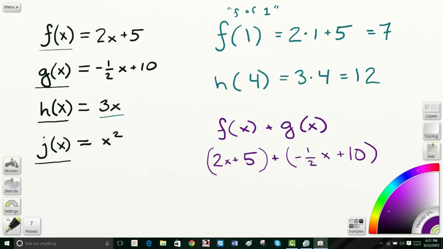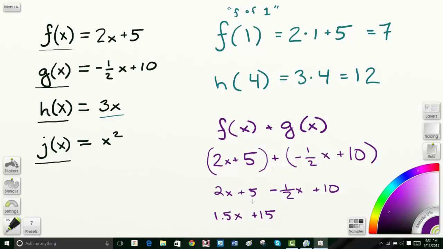So the last thing I do is I just add. I'm going to take 2x plus 5, and I'm going to add to it negative 1/2 x, which is like minus 1/2 x, and I'm going to add to it 10. So I'm just simplifying the equation here. Combine like terms: 2x and negative 1/2 x, I can put those together to be 1.5x. For those of you who like decimals, I'll say 1.5x. And then plus 5 and plus 10 can become plus 15.